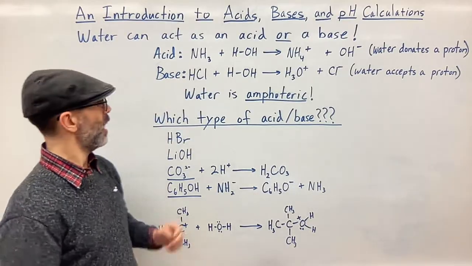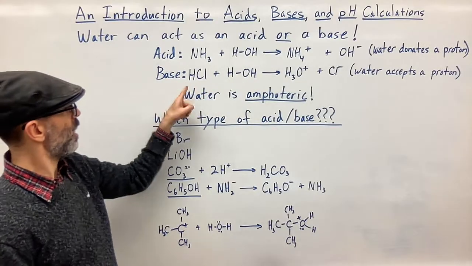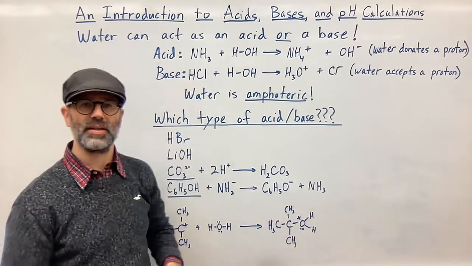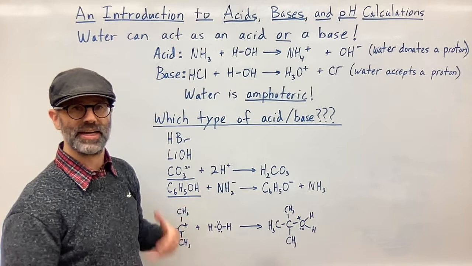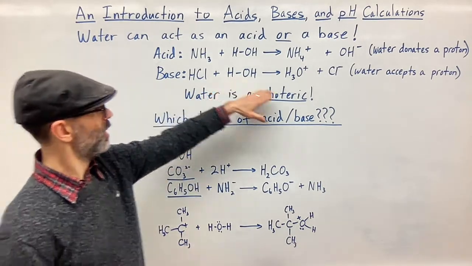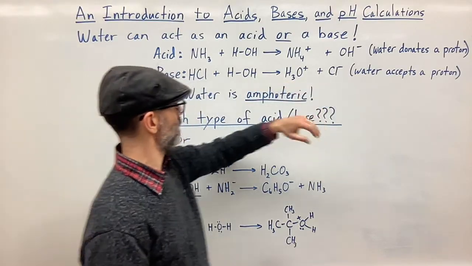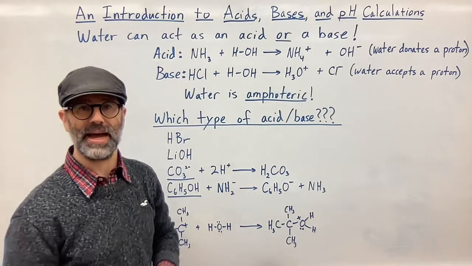Here we have HCl and water again. In this case, the donator is going to be the HCl. So HCl donates an H plus to water. Water is now the H plus acceptor. It becomes H3O plus and Cl minus. So here water is acting as a base.